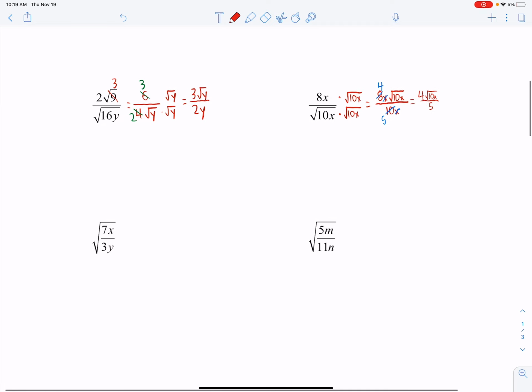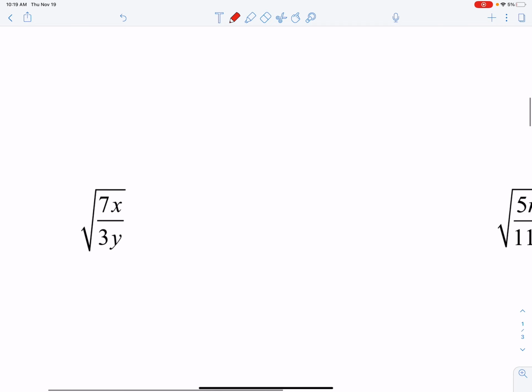All right, let's try 2 more. These look more complicated, but they're really not. Here, if it helps, you can do it in 2 steps where you think of this as the square root of 7x divided by the square root of 3y. So we've got roots here on both the top and the bottom part.